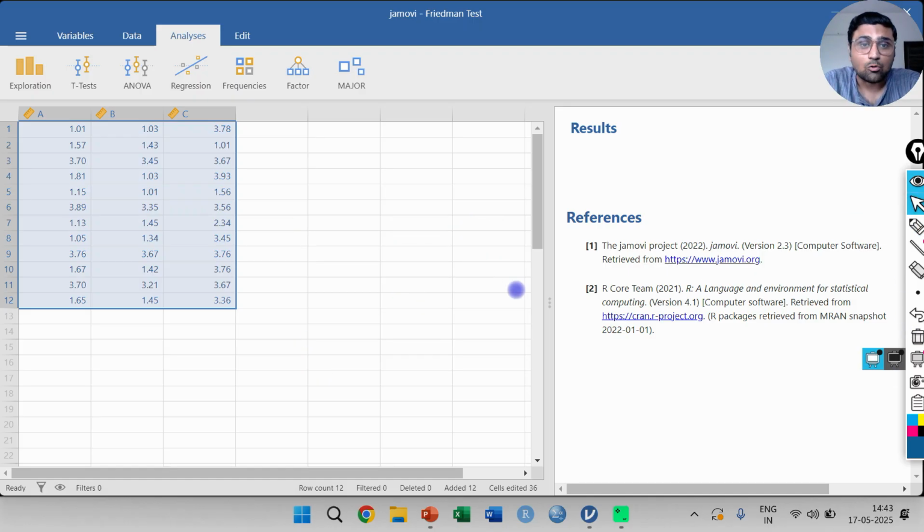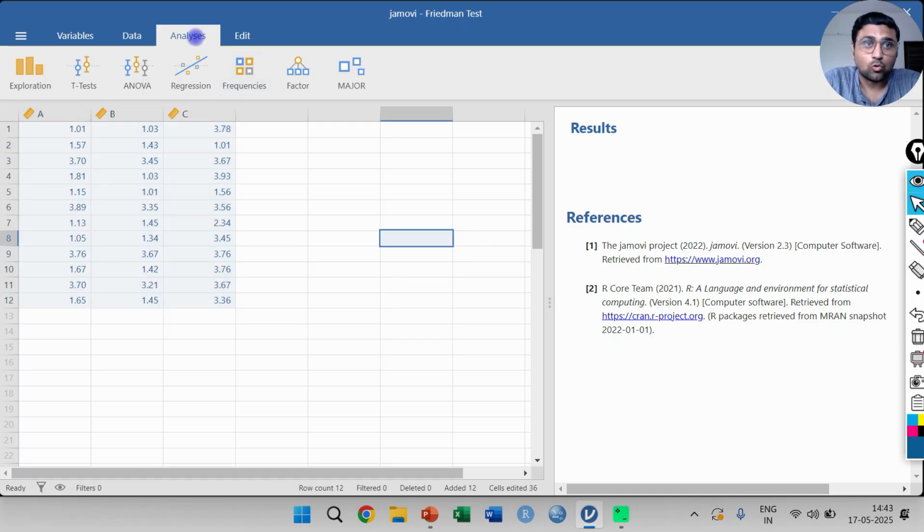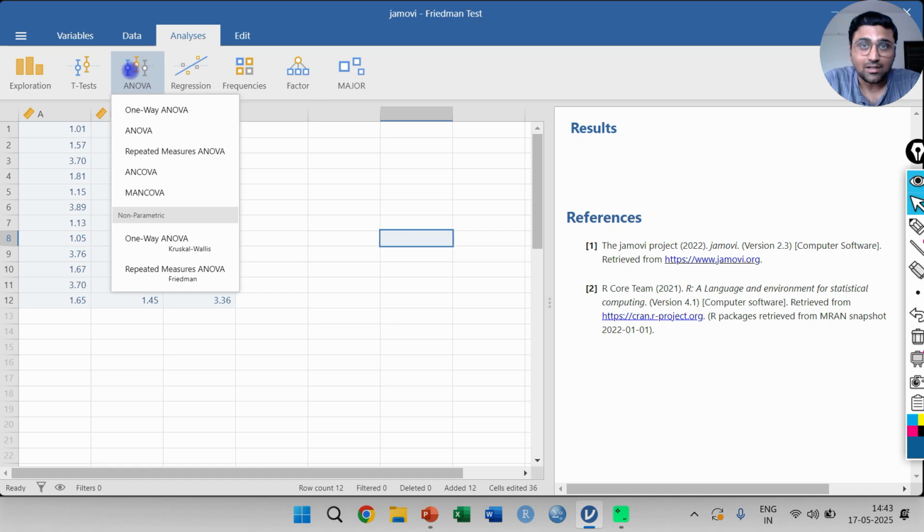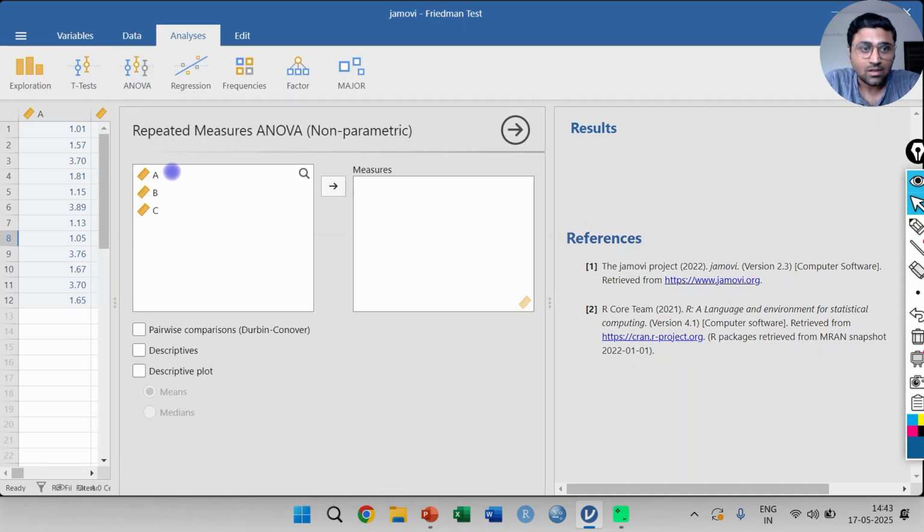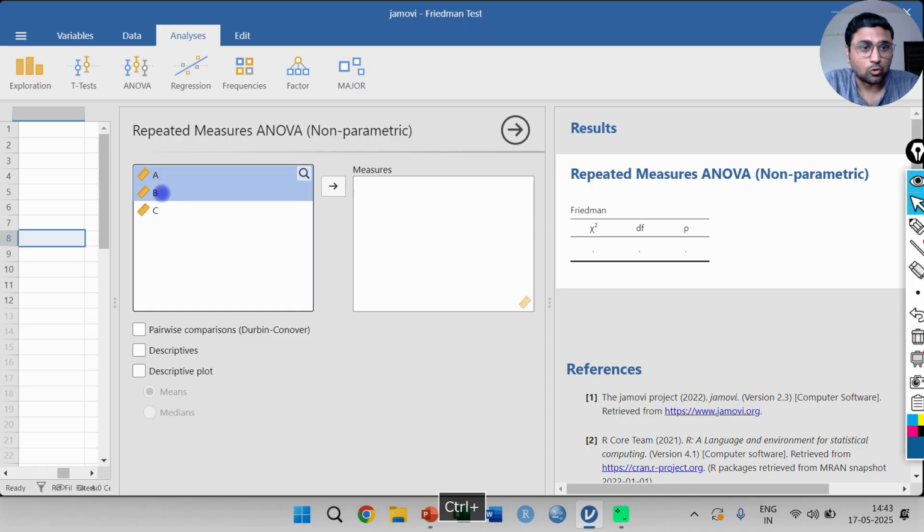Now let's understand how to perform it. So first you go to analysis. In analysis we have the option of ANOVA. In ANOVA, in the non-parametric category, we have repeated measures ANOVA Friedman. So you select this. Now move all three groups to measures box.